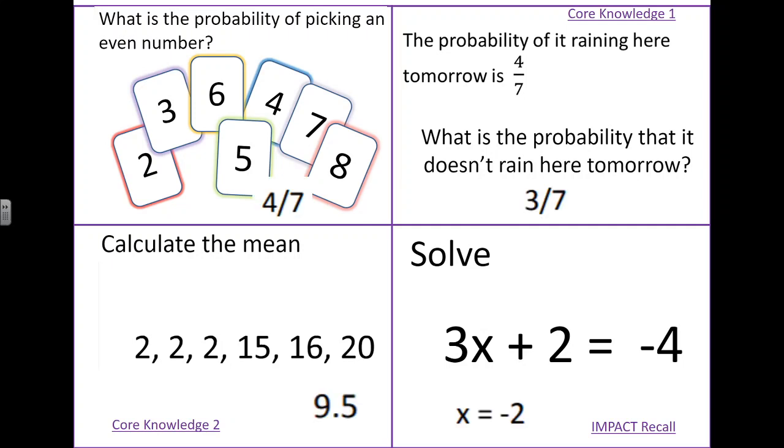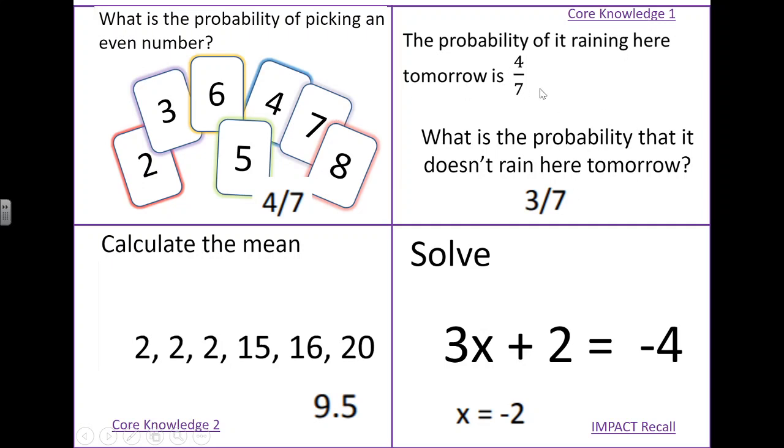Let's have a look at the answers then. So first of all, what is the probability of picking an even number? You could have written your answer as a fraction, decimal or percentage, but the easiest one to use is a fraction. So how many numbers are even? We've got 1, 2, 3, 4. So the numerator is 4 out of 7. So 4 out of 7 is your answer.